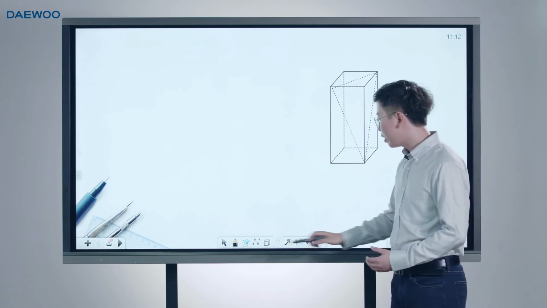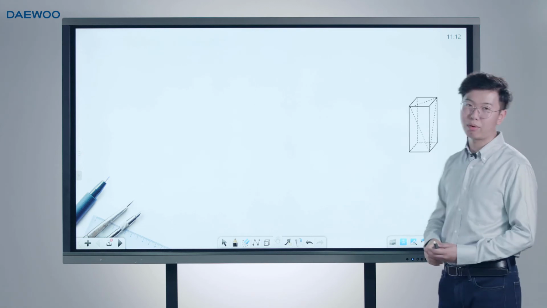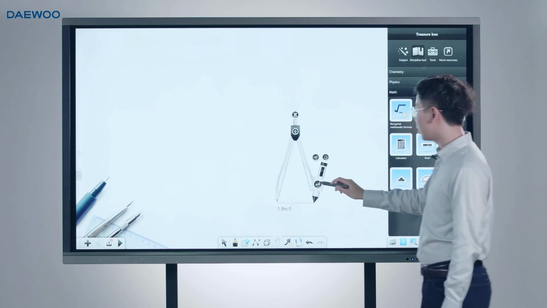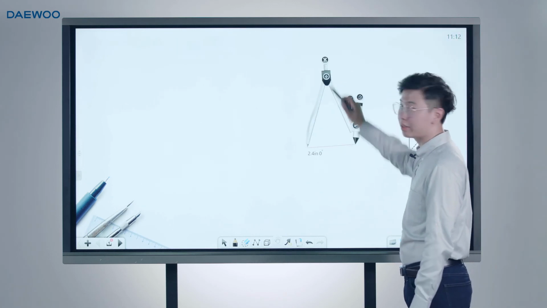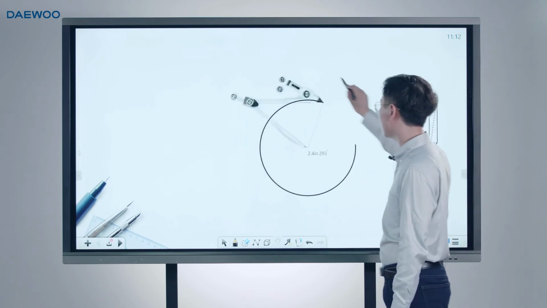Then, we can drag out the entire screen and move it to the corner so that we have more space for writing. Select the compass in the tools bar, adjust its radius and move it to the ideal place. And then, we can drive over one hand to illustrate the process of drawing a circle.